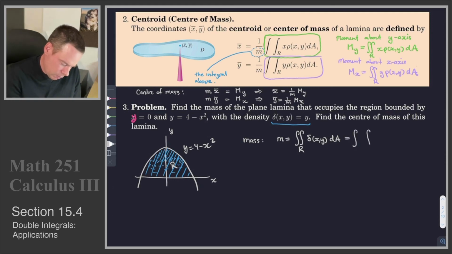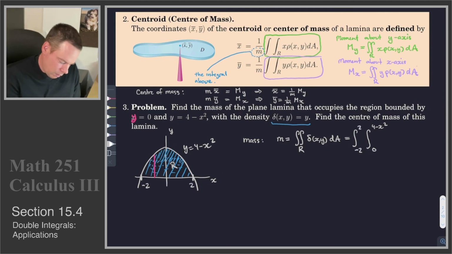Now we're going to set up our integral. We're going to integrate, let's treat it as a vertically simple or a y first integral. So if I'm going to integrate y first, y is going to go from 0 up to 4 minus x squared, and then x is going to go from whatever these intersection points are down there. So that's when the parabola crosses the axis, so that's going to be negative 2 to 2.